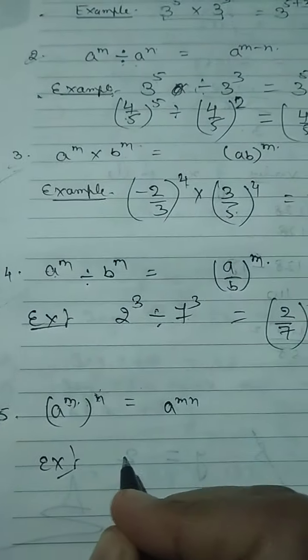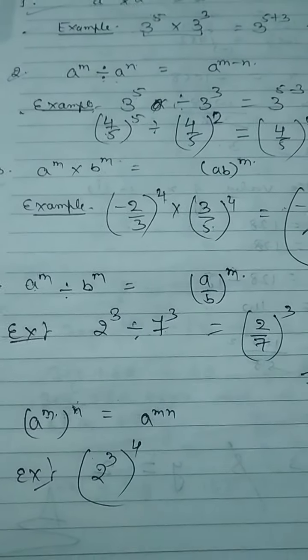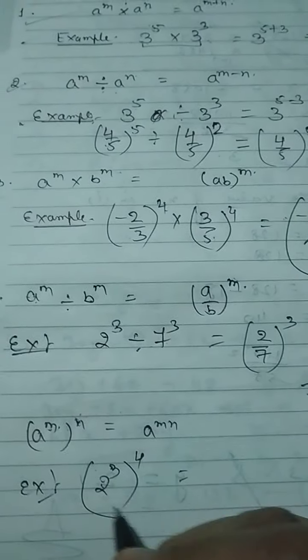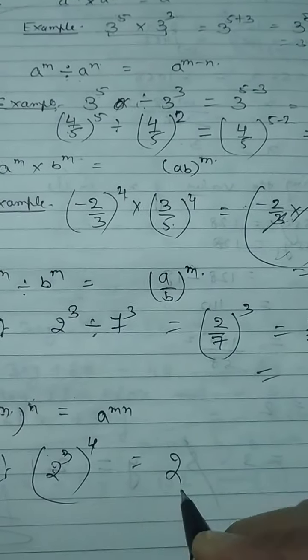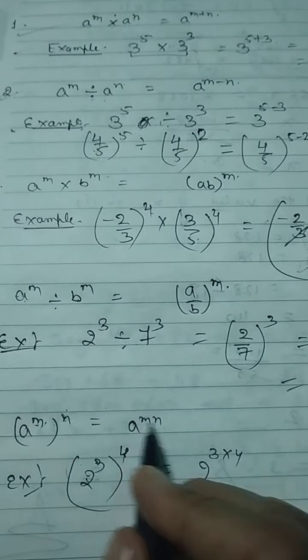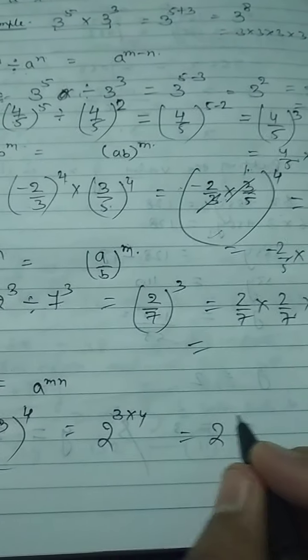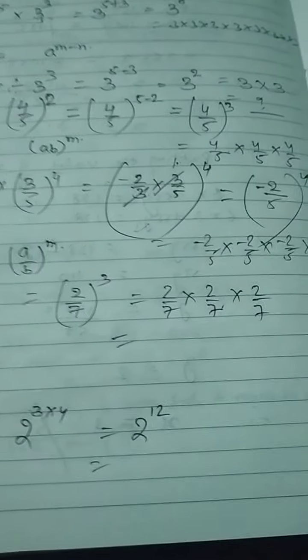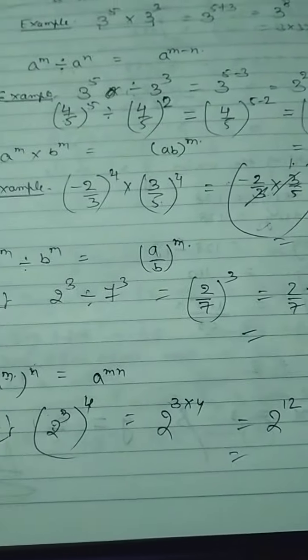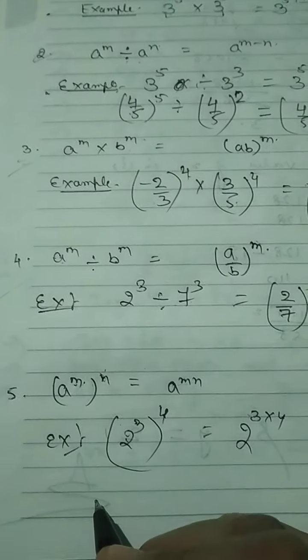For example, you can take suppose 2 cube and its power is also 4. 2 to the power 3 and power 4. So we will do 2 to the power 3 into 4, m into n. So 3 into 4, 3 4s are 12. So 2 to the power 12, you have to multiply 2 twelve times and write down its answer. Got it?